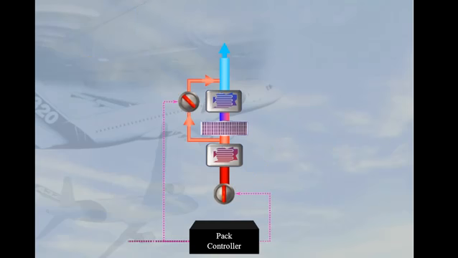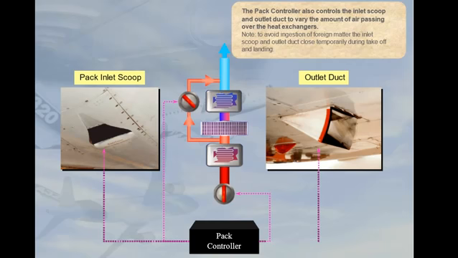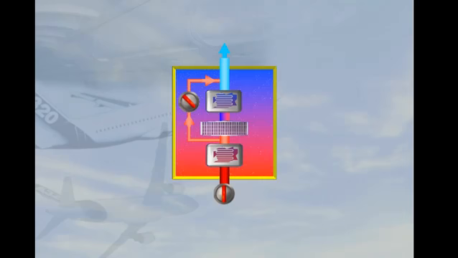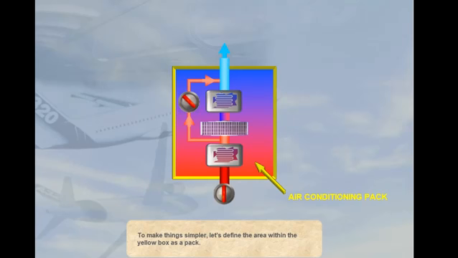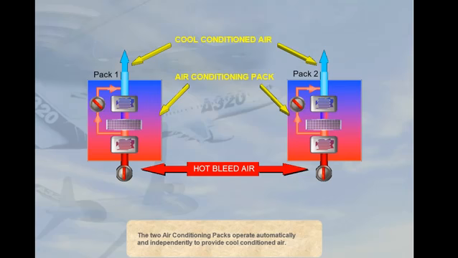The pack controller also controls the inlet scoop and outlet duct to vary the amount of air passing over the heat exchangers. Note: to avoid ingestion of foreign matter, the inlet scoop and outlet duct close temporarily during takeoff and landing. To make things simpler, let's define the area within the yellow box as a pack. The two air conditioning packs operate automatically and independently to provide cool, conditioned air.